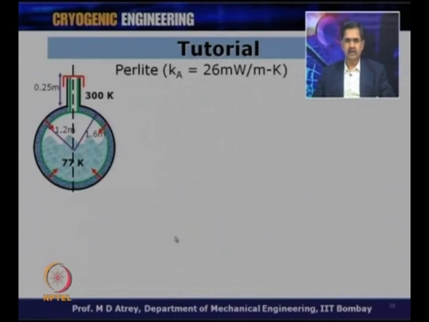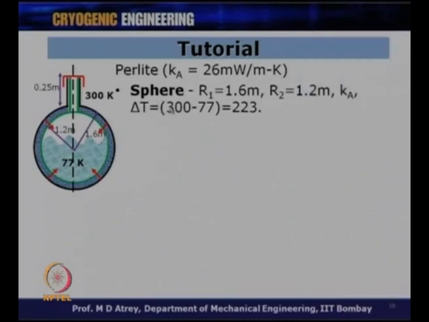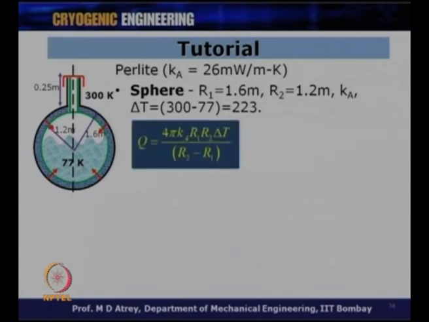Fine. So, let us have first perlite, for which the apparent thermal conductivity is 26 milliwatt per meter Kelvin. So, we have a sphere here which has an R1 of 1.6 and R2 of 1.2. R1 is for the outside, R2 is for the inside vessel. Apparent thermal conductivity has been given. Delta T is 300 minus 77, which is 223. Find out Q by this formula, 4 pi K R1 R2 delta T upon R2 minus R1. So, this is what K into A into dT by dx is. This is the formula to be used.